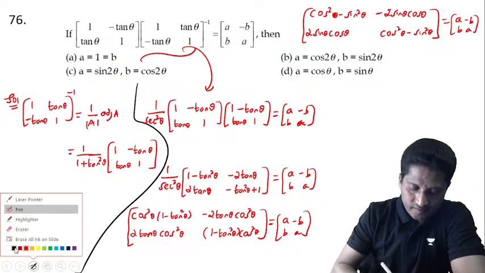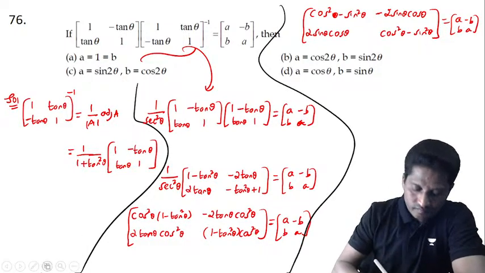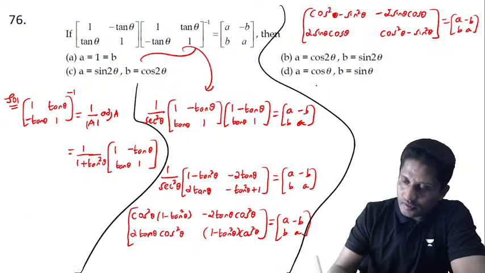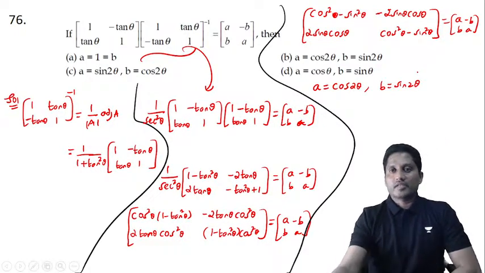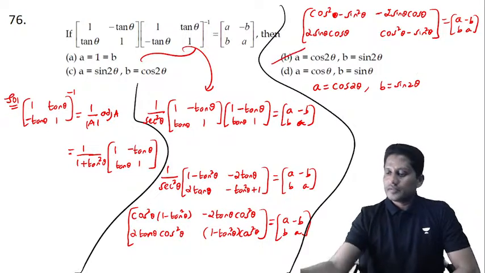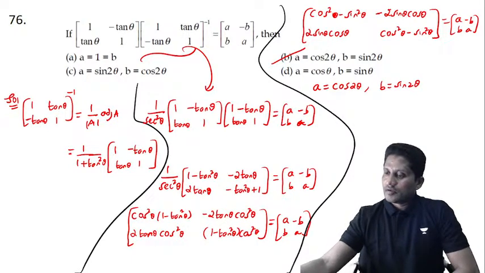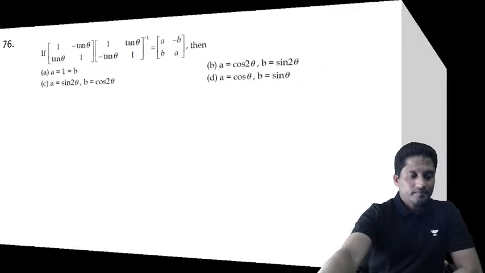Okay, now if I equate, A is equal to cos square theta minus sine square theta, which is cos 2 theta. And B is equal to 2 sine theta cos theta, which is sine 2 theta. A will be equal to cos 2 theta, B is equal to sine 2 theta. Answer will be option B. Right, let's move to the next question.